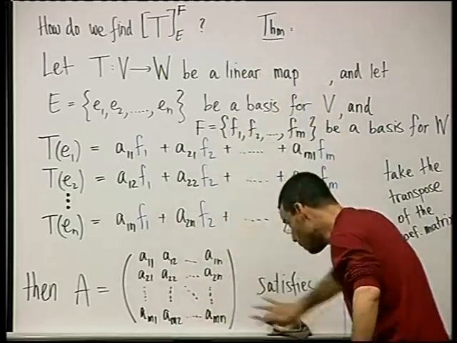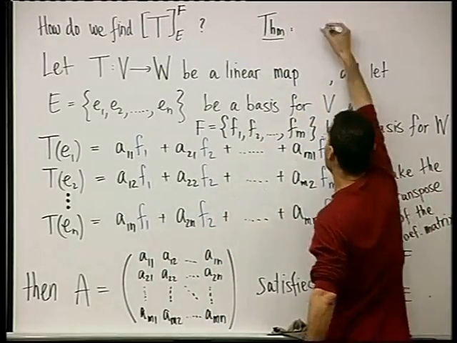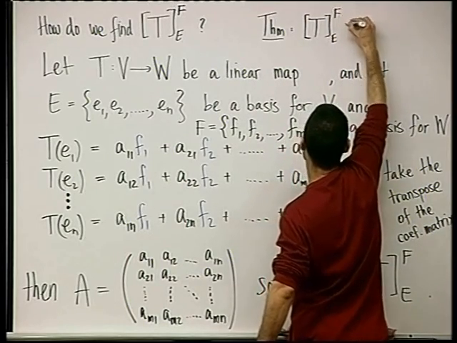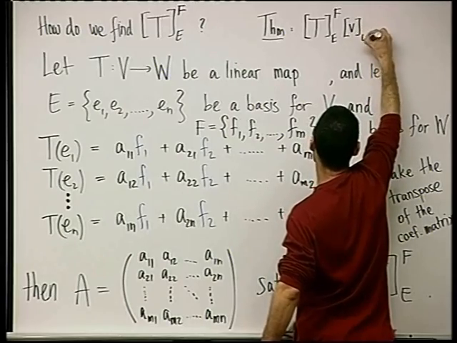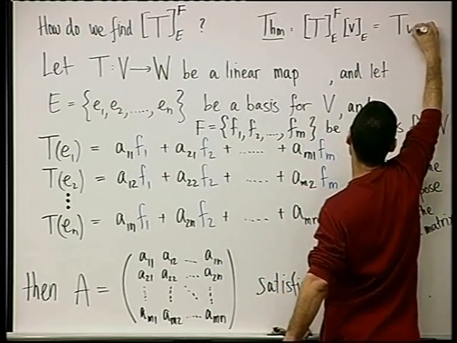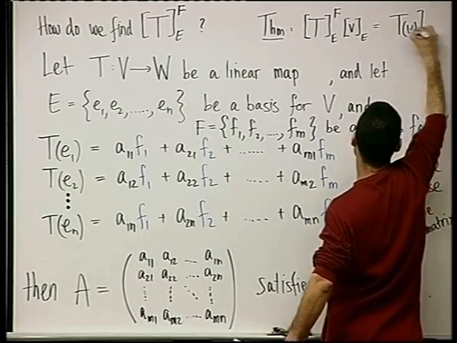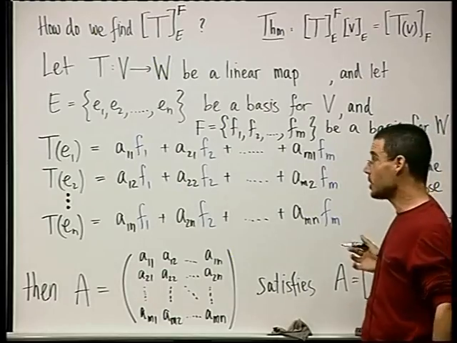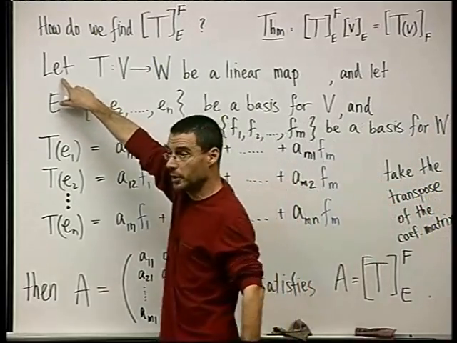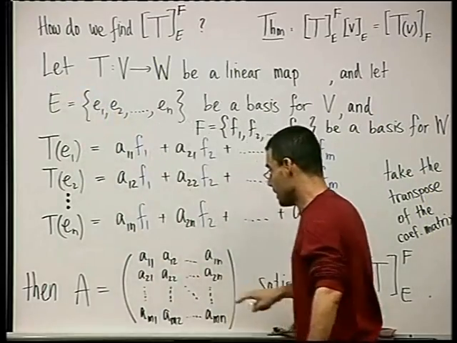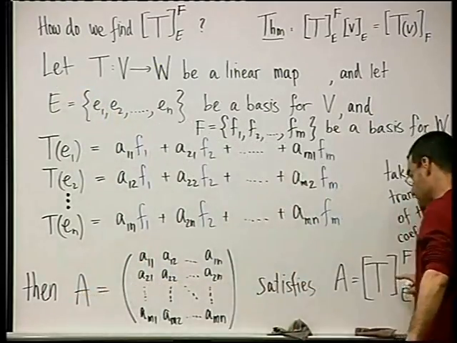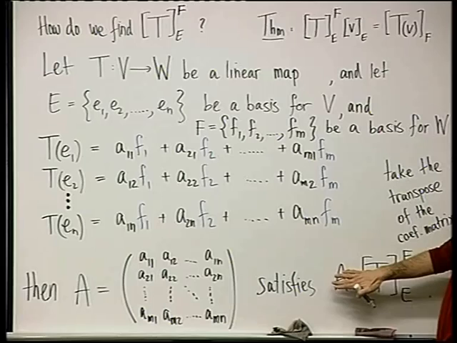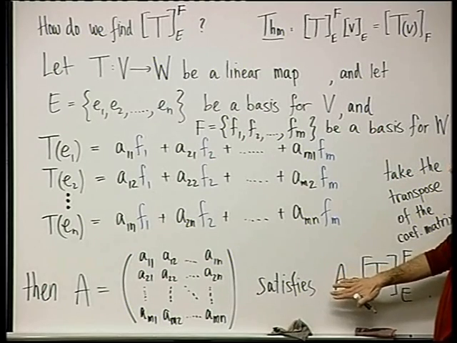Theorem: if you do all of this, then what you get satisfies [T]_{E,F} multiplied by [v]_E equals [T(v)]_F. This is a theorem. So the full formulation of the theorem starts with "if you do all of this" and ends with "then A satisfies this." That's the theorem. Okay? And it requires proof.